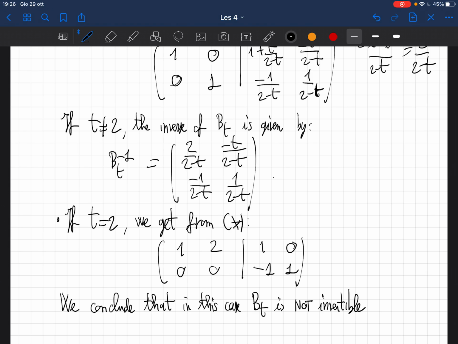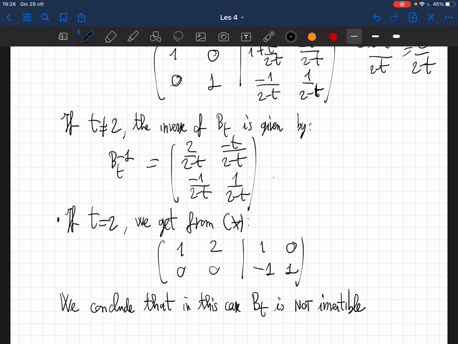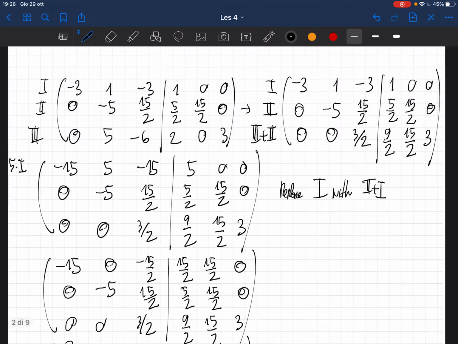Yeah, it's not. You see it here. You can't make the identity appear here. You're unable to do so. And then you can't go on. You simply can't go on with the algorithm. And from the theory, you should know that this means that you don't have invertibility in this case. Okay, so we're done with the first exercise.